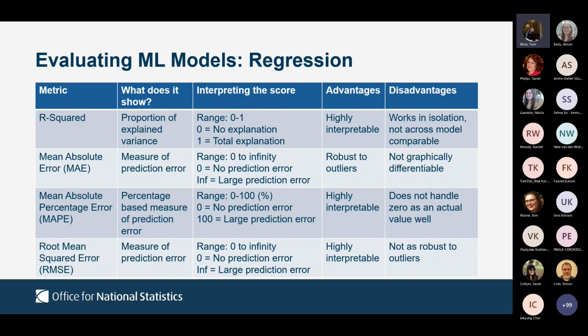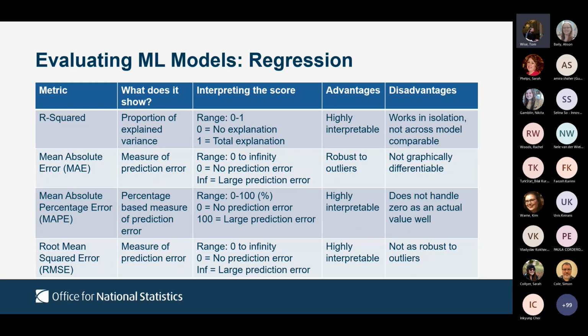So if we were to look at some of these examples that are going to come up in the examples we talk about, we can see that R squared looks at a range of 0 to 1, where 0 has no explanation of the proportion of variance explained, and 1 is the total explanation. R squared is highly interpretable, but it works only in isolation and not across models, meaning that it can be very difficult to extract what is going on with it.